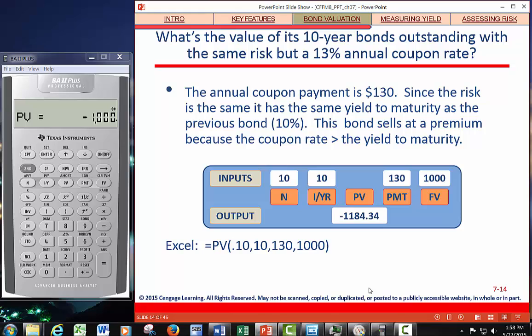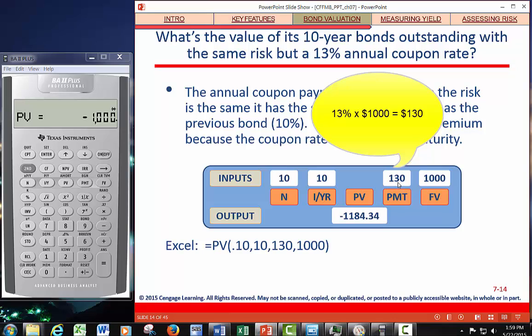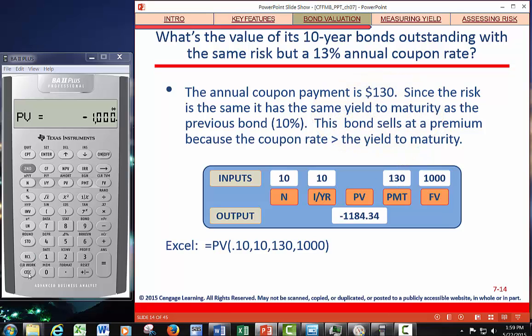If we looked at a different example where we changed the coupon rate to 13%, we still have a 10-year bond, 13% annual coupon rate. So we'll see what happens. 13% times 1,000, because it's stated as a percentage of par value, is equal to a $130 payment. So I could clear my calculator and then hit second, clear time value of money. That should clear out everything in these keys.